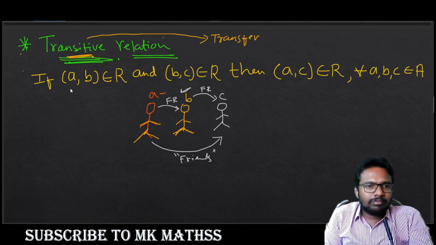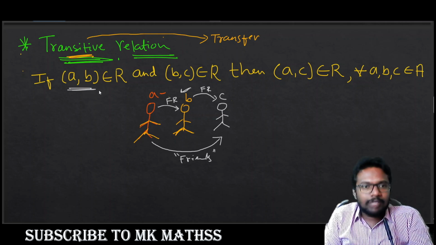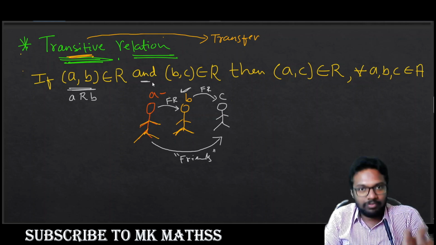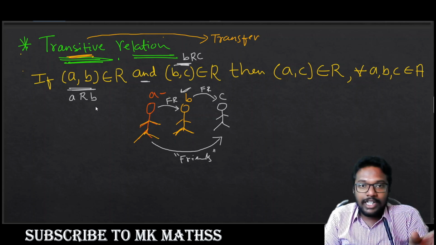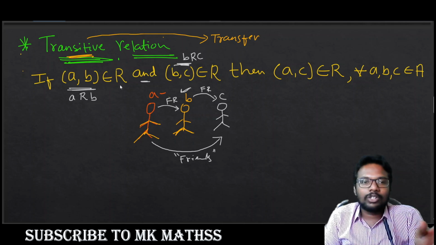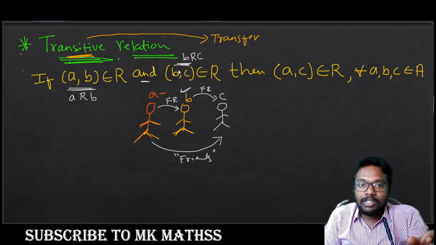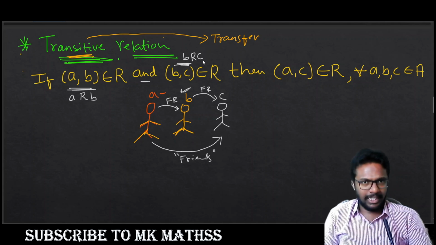See here. A comma B belongs to R. It means the ordered pair A comma B belongs to relation R, so A is related to B. And B comma C belongs to R means B is related to C. Same relation: what A and B have as a relation, that same relation B and C also have. So A is related to B, and again from B we start: B is related to C. The person may be any element.